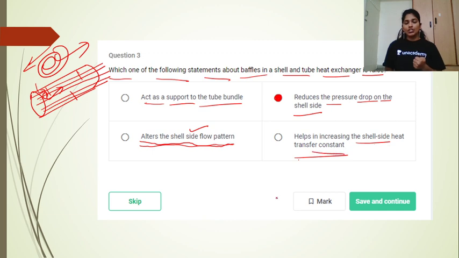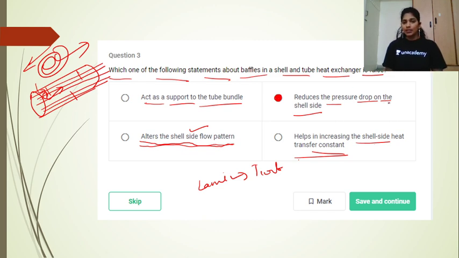And helps in increasing the shell side heat transfer coefficient. As we are changing the flow from laminar flow to turbulent flow, because we are introducing an obstruction in the flow of the fluid, the Reynolds number of the flow increases, right? So because of this, the convective heat transfer coefficient of the fluid on the shell side increases, right? So basically, this will help you to increase the shell side heat transfer coefficient.